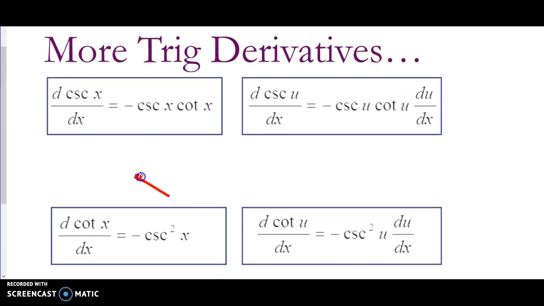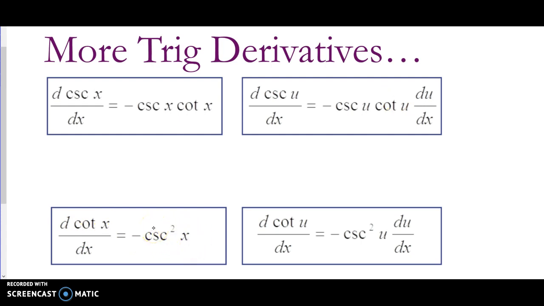Obviously, we have more trig functions than just those 4. The derivative of cosecant of x, we could derive all of these in the same way, by breaking things down into sine and cosine. But I'm going to save you guys the time. The derivative of cosecant of x is negative cosecant of x times cotangent of x. Chain rule. And the derivative of cotangent of x is negative cosecant squared of x.